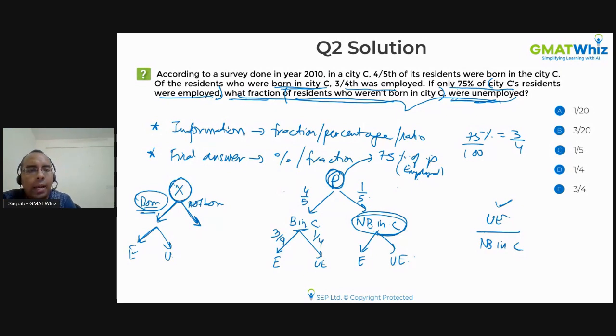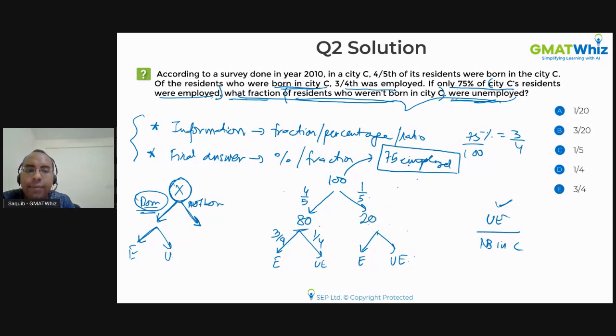Okay. Now I'll use what I've told you. I can see every information is in fraction. So I'll start off my question saying, hey, let this be 100. Okay. If this is 100, I'll write this very quickly because this is easy to do. I'll say total 75 are employed, total out of 100, all employed. Okay. 4/5 are born in city C. That means 80 people. 4/5 of 100. Keep this in mind. This is 80. 1/5 are not born, so obviously 20 are left. They're saying 3/4 of 80 are employed. So I'll say 3/4 of 80, which obviously is 60, are employed.